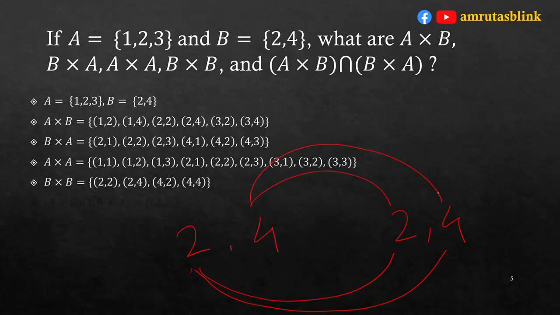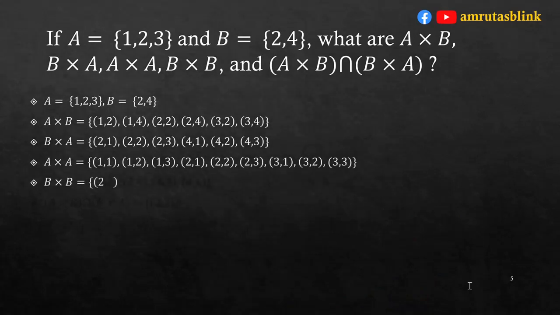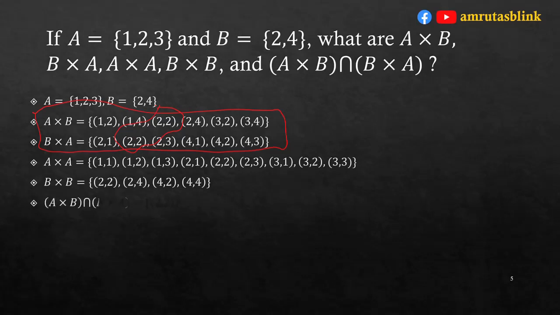And now the last question is, we need to find out intersection of A Cartesian product B and B Cartesian product A. Now if we observe these two sets, we need to find out if there are any common elements. So we can find (2, 2) common. After that, no, there are no other elements which are common. So there will be only one element in this intersection, that is (2, 2).